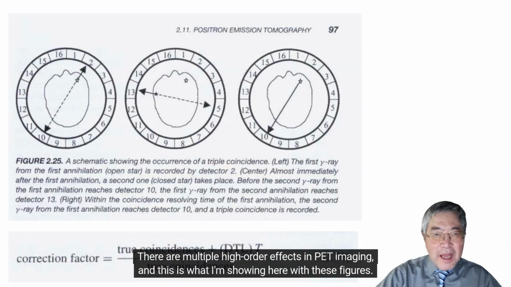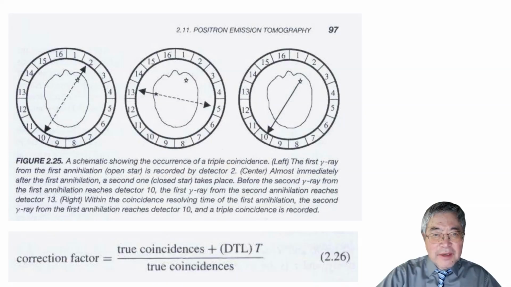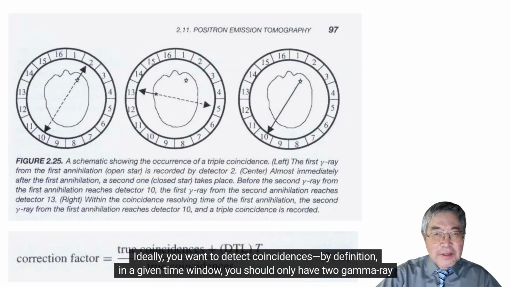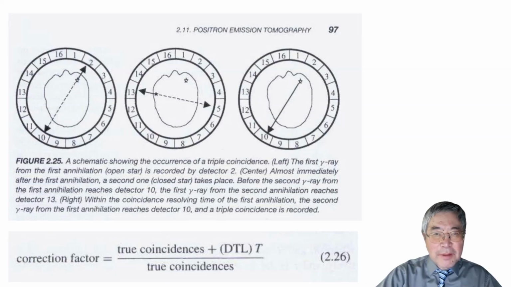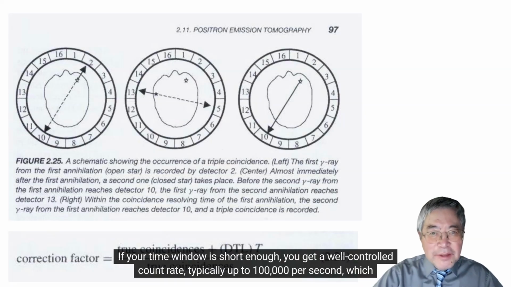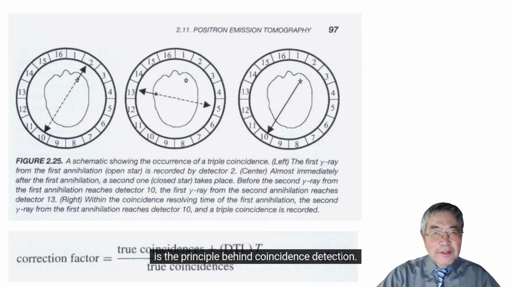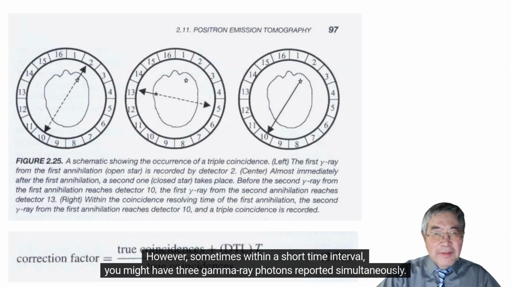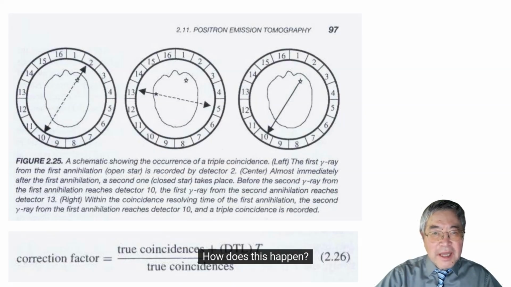There are multiple high-order effects in PET imaging, and this is what I'm showing here with these figures. Ideally, you want to detect coincidences. By definition, in a given time window, you should only have 2 gamma-ray photons captured. If your time window is short enough, you get a well-controlled count rate, typically up to 100,000 per second, which is the principle behind coincidence detection. However, sometimes within a short time interval, you might have 3 gamma-ray photons reported simultaneously. How does this happen?